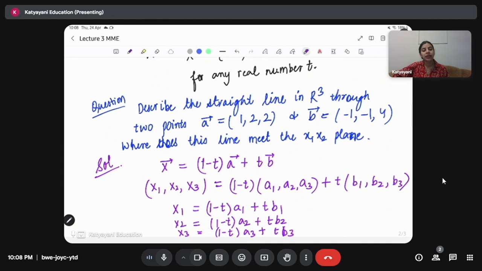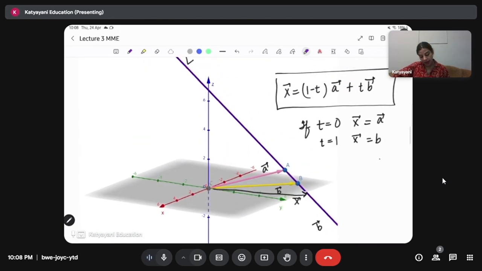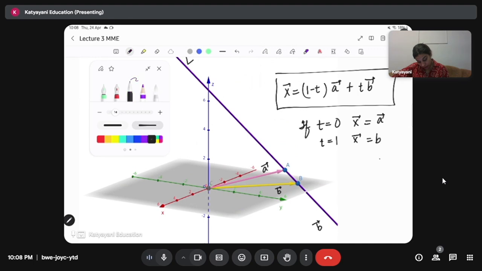The x1, x2 plane is basically nothing but, in this diagram, your xy plane, right? So what is the xy plane in this particular figure? The gray plane that you are seeing in the figure, that is called the xy plane. So we have to find out the point where this line meets the xy plane. You can see this point is somewhere here, where it meets, right? If I rub this x vector from here, you can see that this is the point where it meets the xy plane.